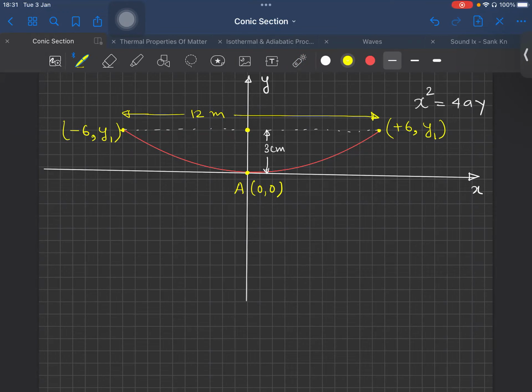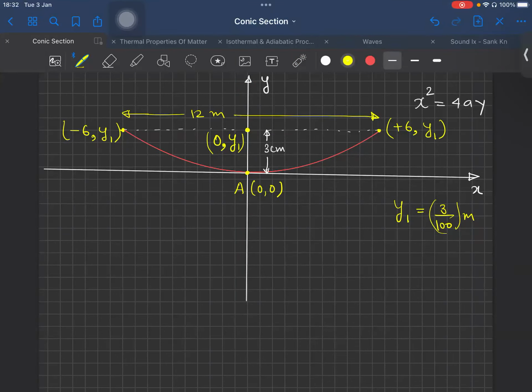See, it is on the y-axis, no? It is on the y-axis, so the x coordinate will be 0. And the y coordinate will be how much? Y1, right? And y1 is how much? 3 centimeter. Sir, the units differ, sir. So we write it as 3 by 100 meter. No, you just write y1, some value y1.